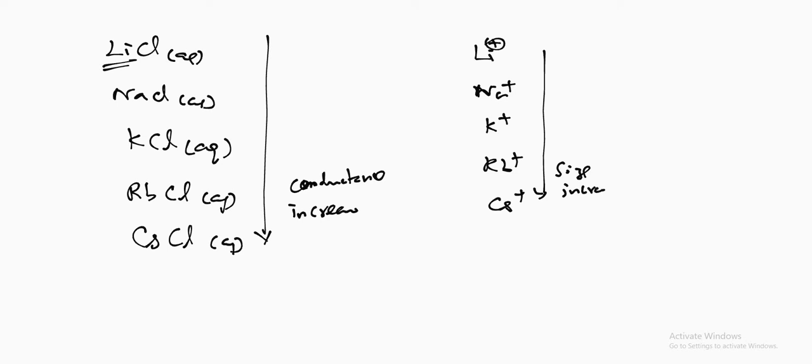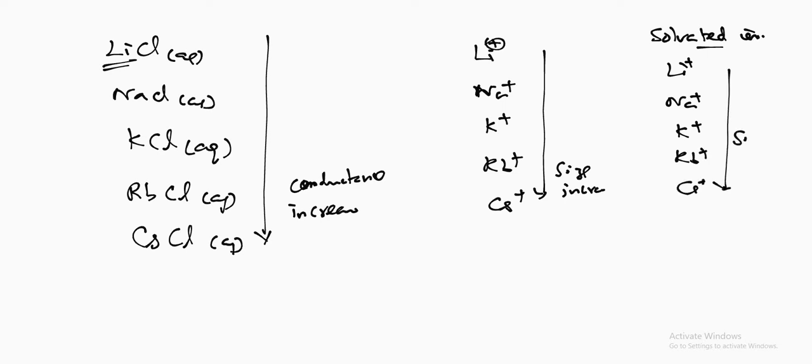But if you see the size of the solvated ion, if you go from lithium, sodium, potassium, rubidium to cesium, here as you move down, size decreases. So it is the cesium chloride solution that shows maximum conductance among these five. So conductance increases from top to bottom. Is this clear, students?